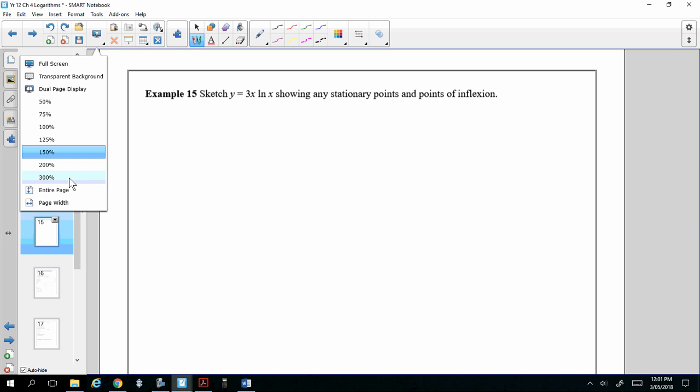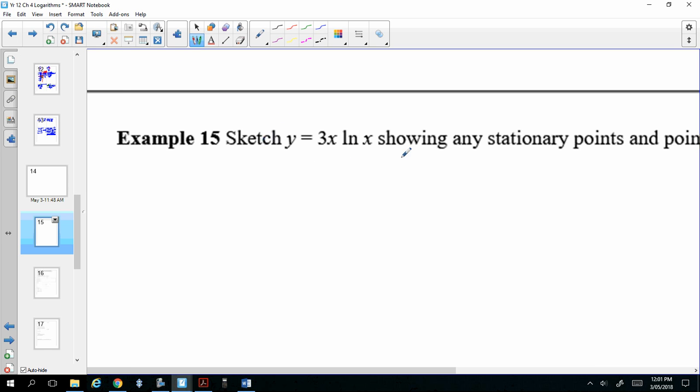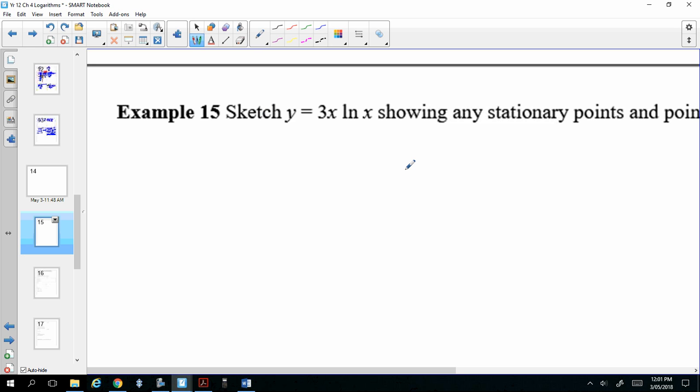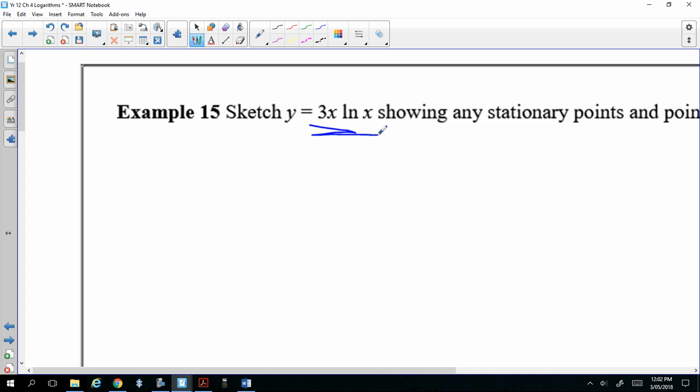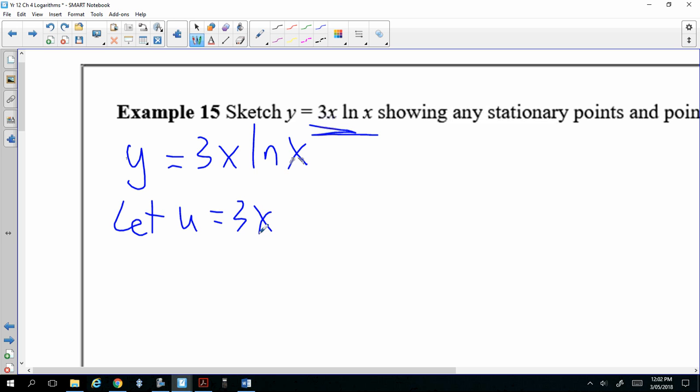So I'm going to sketch this graph, y equals 3x times ln x. To do that, we have to find the stationary point. To find the stationary point, we're going to use the product rule. So write y equal to 3x ln x. On page 14, we're going to let u equal to 3x, let v equal to ln x, and use the product rule. So we'll do u dash equal to 3.